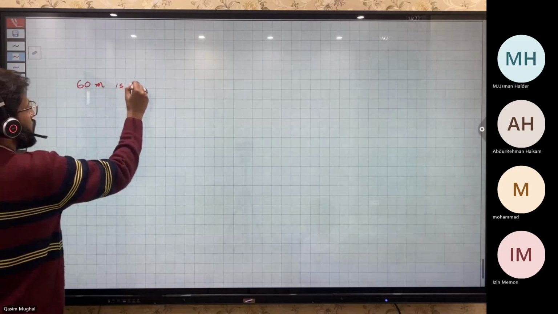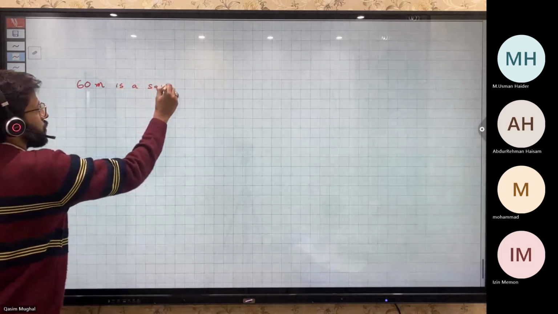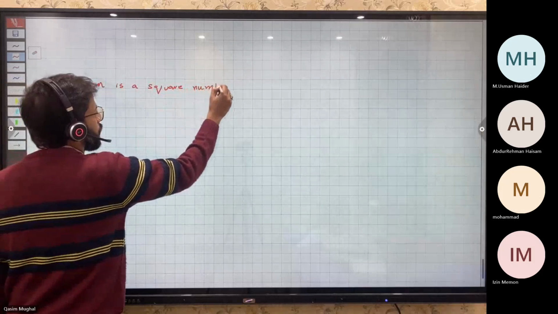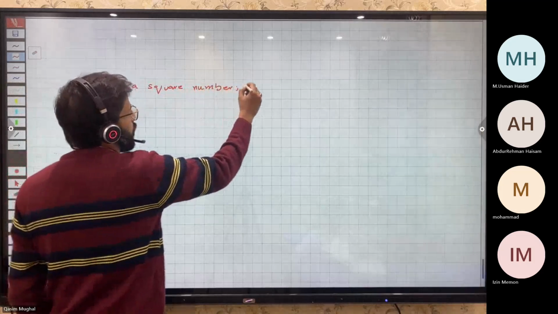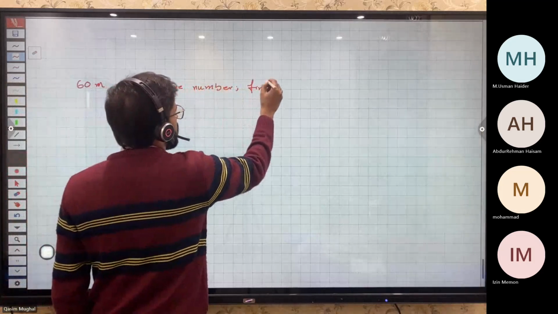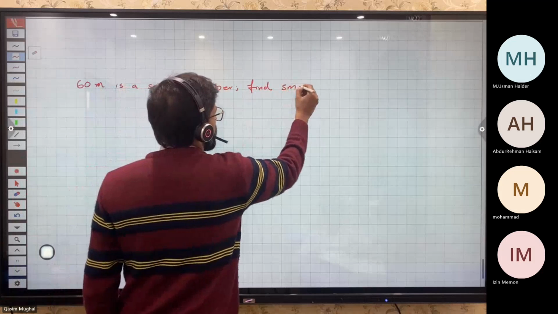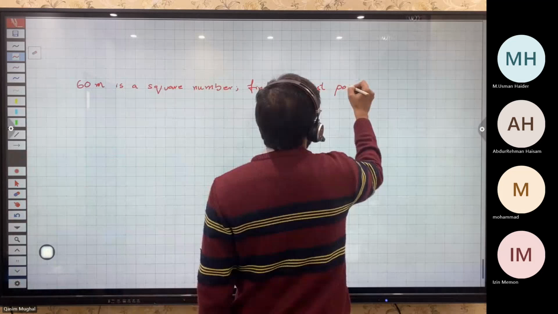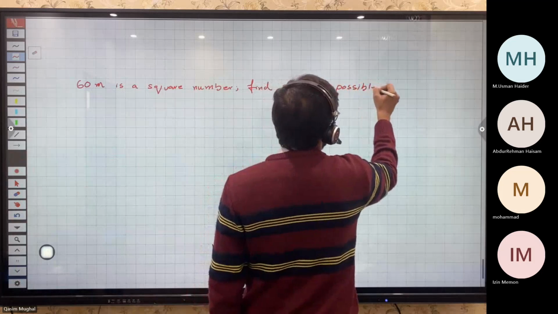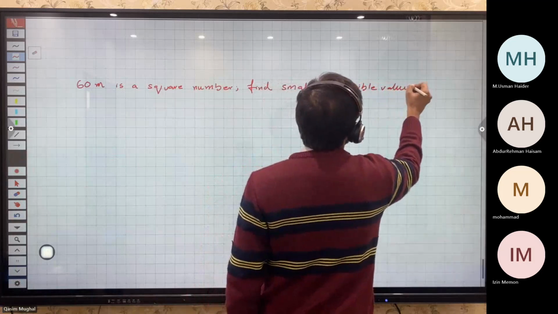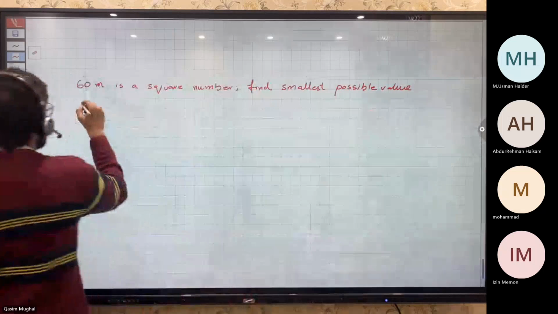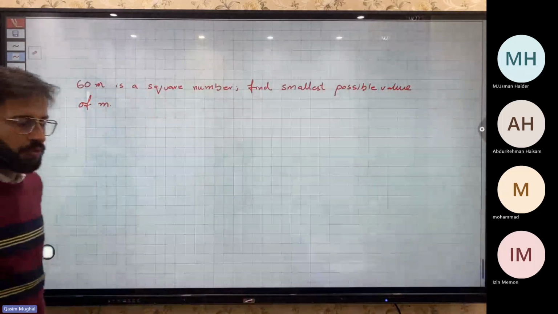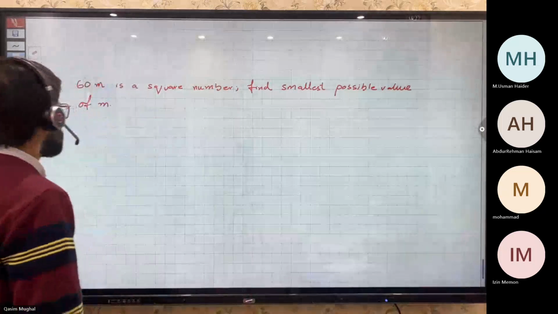Yes, it was 60m. So the question was: 60m is a square number. Find the smallest possible value of m.